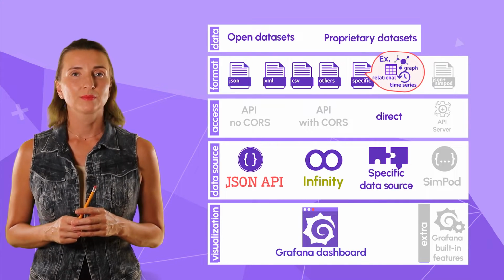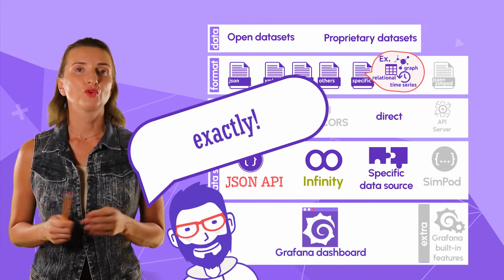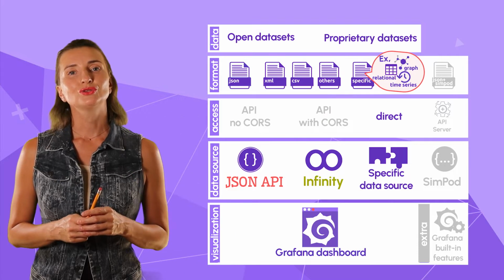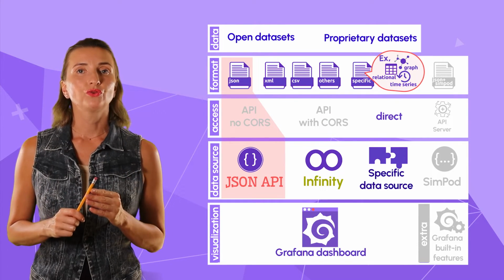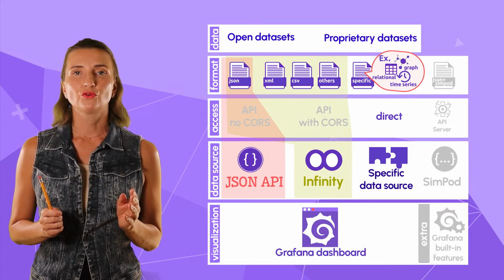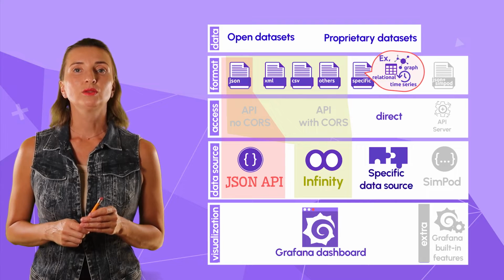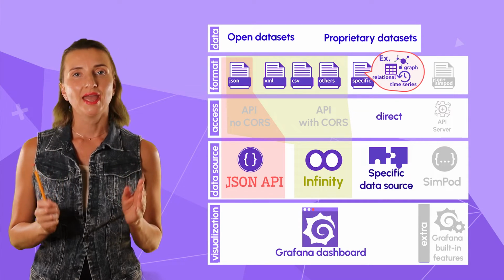data frame format. The obvious question would be, what is the difference between two of those plugins and which one you should choose? The JSON API plugin is finely tuned for one format, JSON. The Infinity supports many formats. In addition to JSON, it works with CSV, XML, HTML, GraphQL, and others.